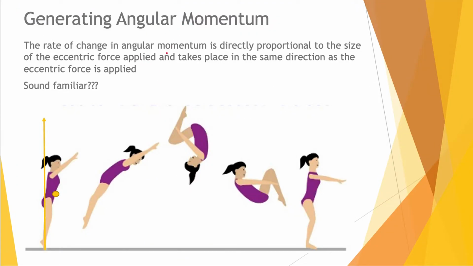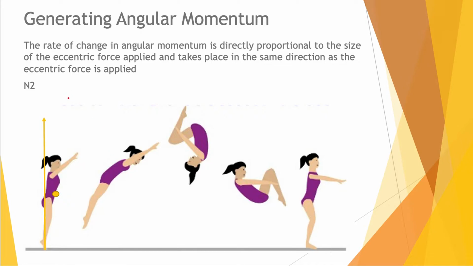So generating angular momentum, we already know how it's generated. Consider this statement: the rate of change in angular momentum is directly proportional to the size of the eccentric force applied and takes place in the same direction as the eccentric force applied. That should sound familiar to you. What does that sound like? So obviously that's really similar to Newton's second law of motion, acceleration.